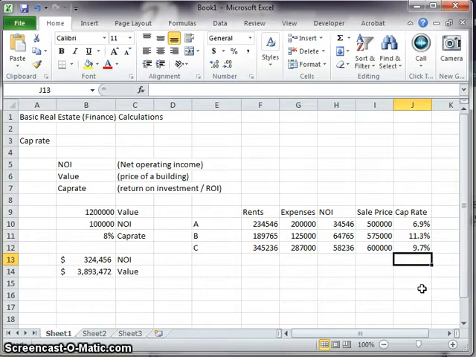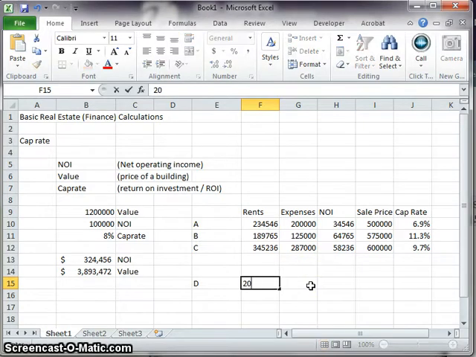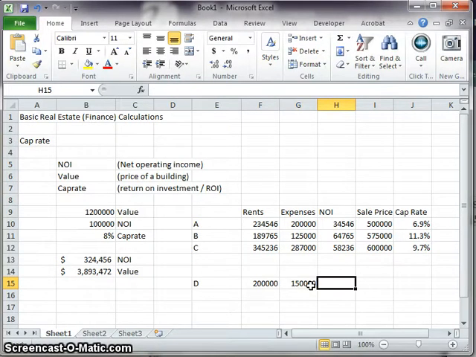And let's suppose now that we want to estimate what our building, building D, is worth, and we have rents in our building. We'll just use some round numbers here. Let's say $200,000, and we have expenses in our building of $150,000, which gives us an NOI of 200 minus the 150, NOI of 50. And we want to come up with what our building is worth, or what we think the sale price might be. So first we're just going to take a simple average of these cap rates here.